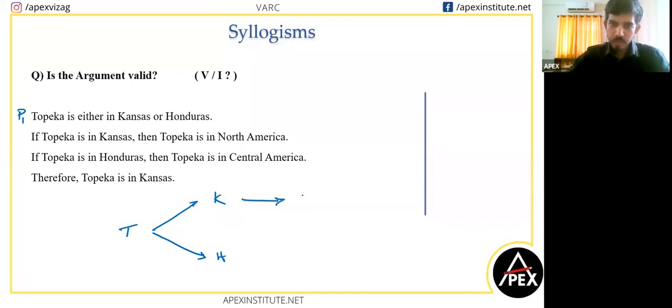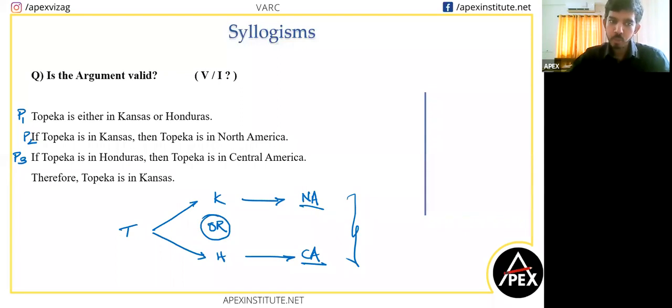So if it is in Kansas, we get North America. This is premise two. And if Topeka is in Honduras, then Topeka is in Central America. This is premise three, right? So we are just told this one or this one. If this one, then North America. If this one, Central America. Is this information helping us judge where it is actually? No, because it was an or statement to start with.